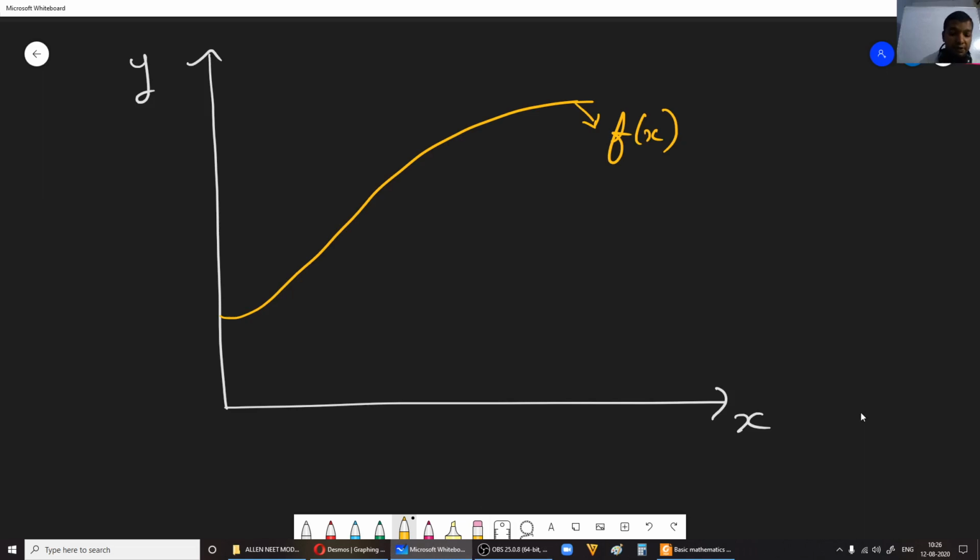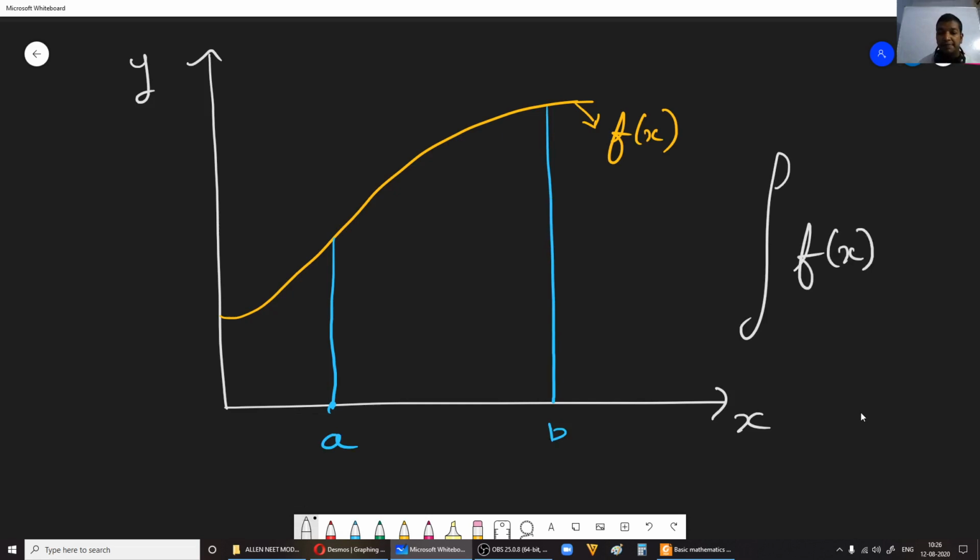I have this function here. Now let us say I want to integrate the function between the two points, the two limits a and b. So how do we write the integration of f of x with respect to x between the limits a and b? Now I'm trying to explain how this integration actually means the area.